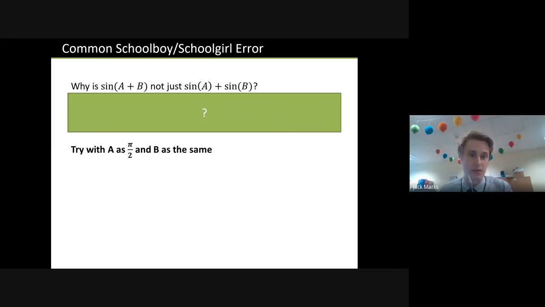Why can you not just do this? Well, we talked about this. This is not algebra. You cannot just expand them. If you don't believe me, try making them both 45, for example. And you will see that sine of 90 is 1, which is not equal to these added to each other. This will be root 2. So 1 is not equal to root 2. It doesn't work.